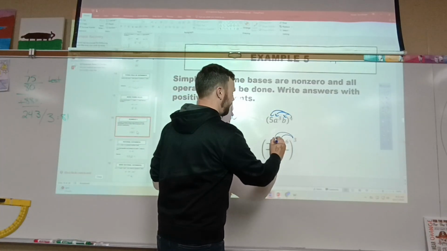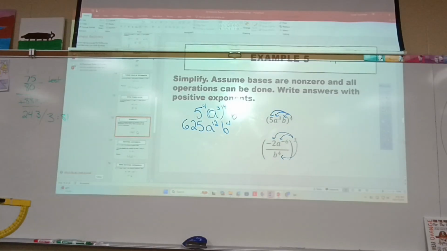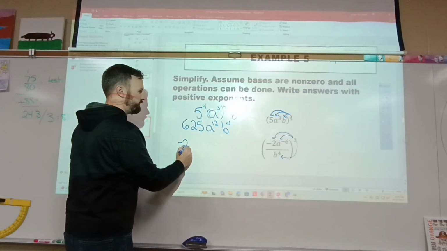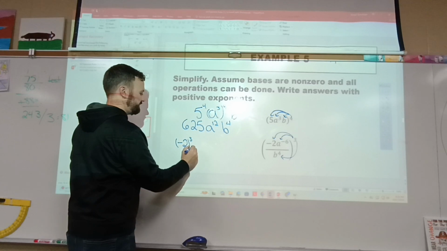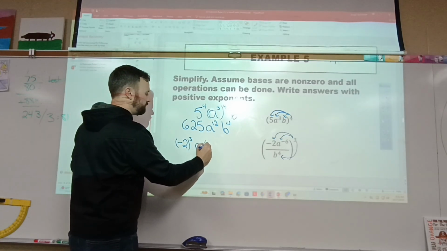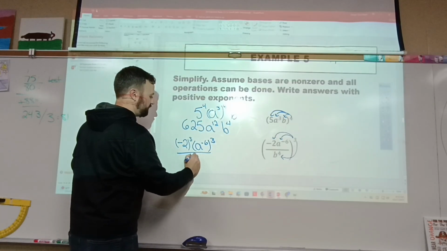It's a peach cobbler. All right, so that 3 has to hit every single piece, right? That 3 has to hit every single piece. So, what's negative 2 to the 3rd? And then we can keep it like this. We'll do this later. A to the negative 6 to the 3rd and b to the 4th to the 3rd.